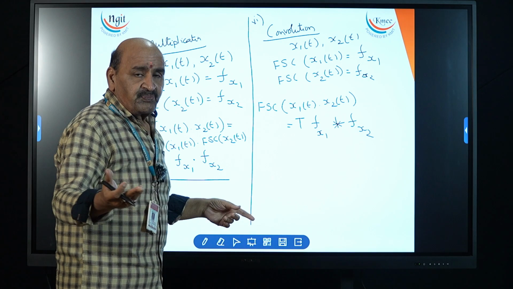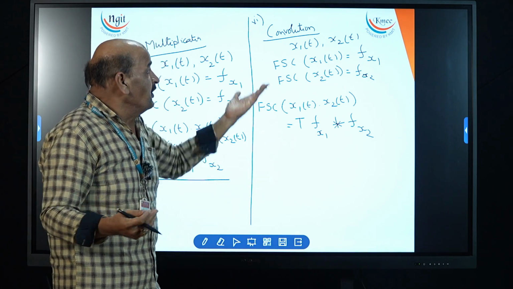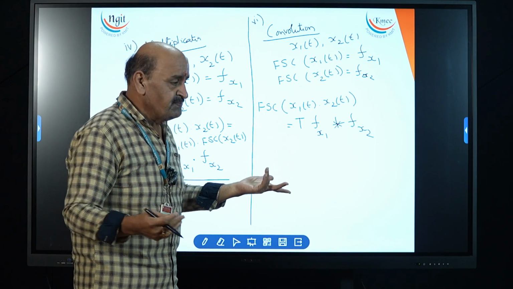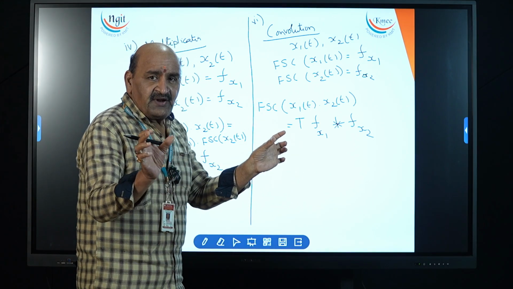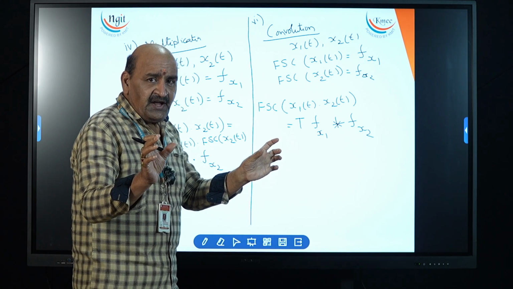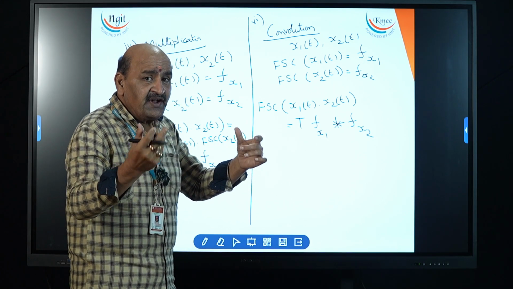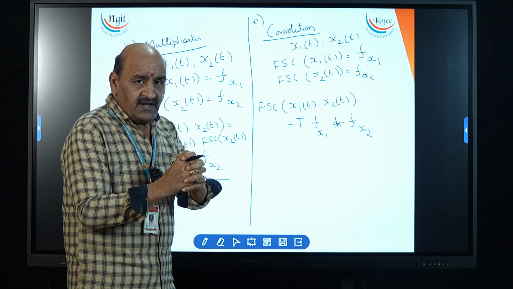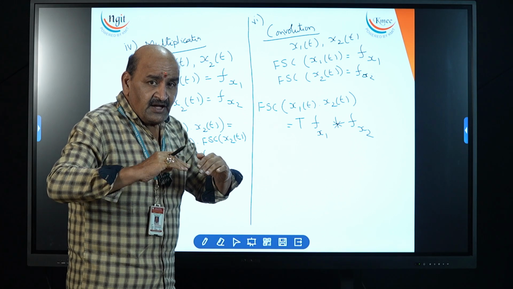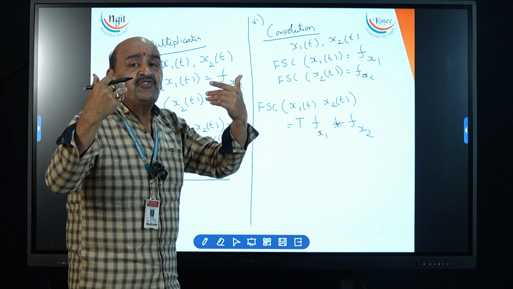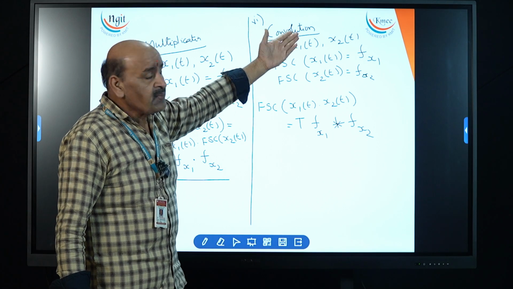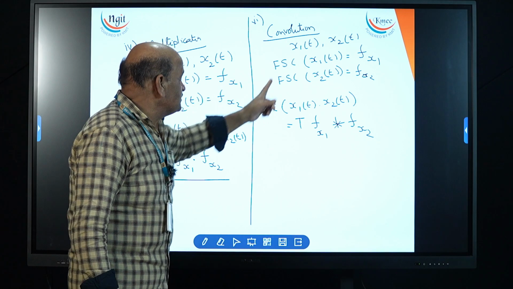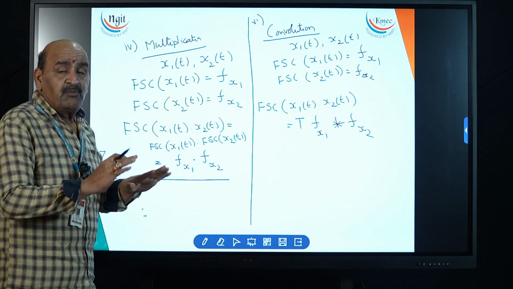Somebody may ask you, what do you mean by convolution? Convolution means, in signals and systems or Laplace transforms or Fourier transforms, if two different signals are given, what is the possibility of creating a new signal if these two are combined together? In combining together, the complexity of creating a new signal is called convolution. This is the convolution symbol, convolution property. It seems to be the multiplication property, but both are different.